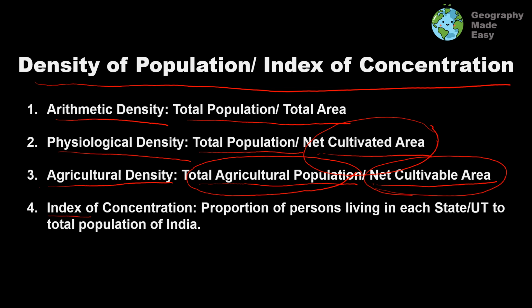Finally, we have the index of concentration, a more comprehensible way of understanding population density, which is, the formula is proportion of persons living in each state or union territory divided by the total population of India. This gives us an understanding as to the number of people living in the state to the total population of India. So what role the density has to the increasing density of the country can be explained with the help of this index.